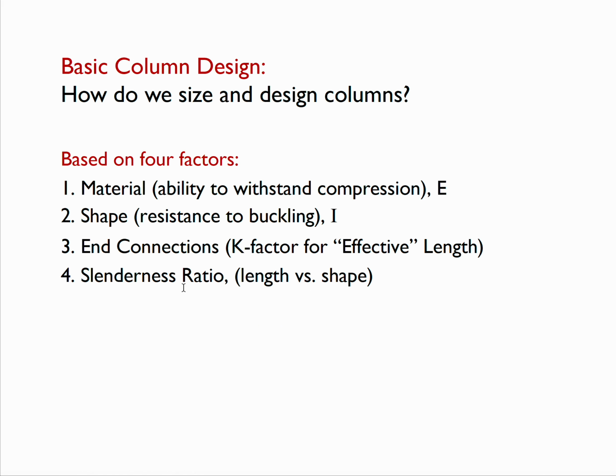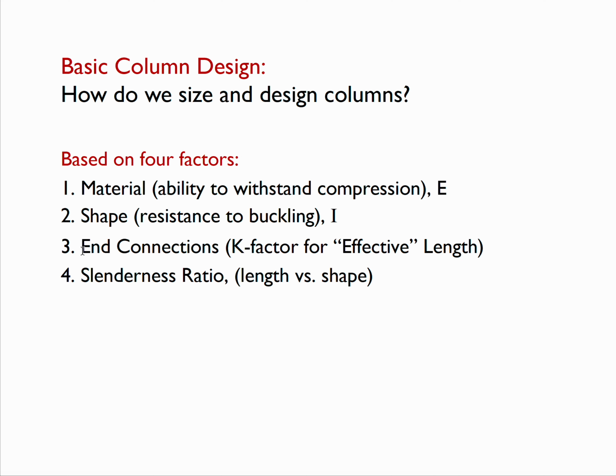So essentially, like Euler's formula, there's a couple things that we have to really consider here. There are 4 factors related to basic column design. 1, its material. Can it withstand compression? And how stiff is the material? In other words, its modulus of elasticity. Second, its shape. How does the actual cross-sectional shape, I, the moment of inertia, help it be more resistant to buckling?